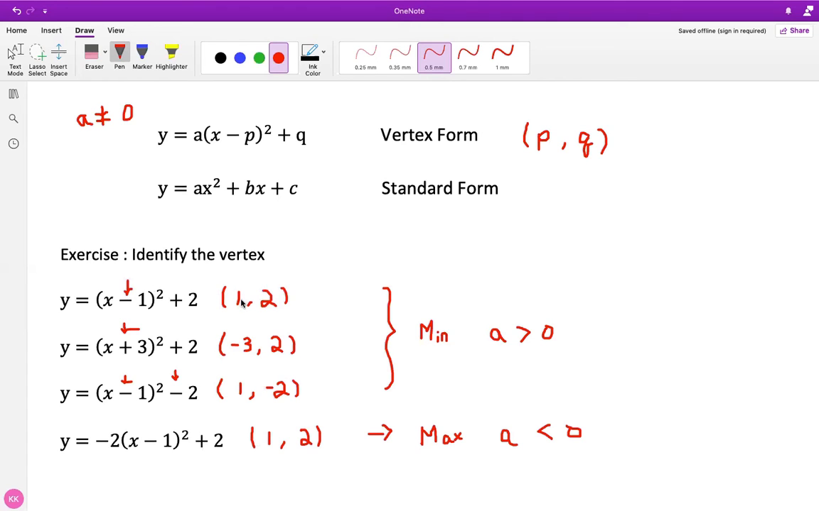It's not necessarily the same as the other one. (1, 2) at this point is the minimum point.